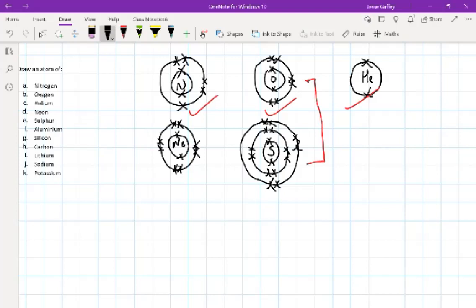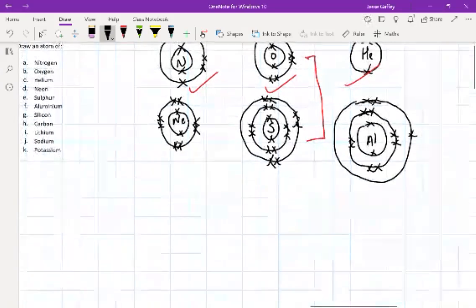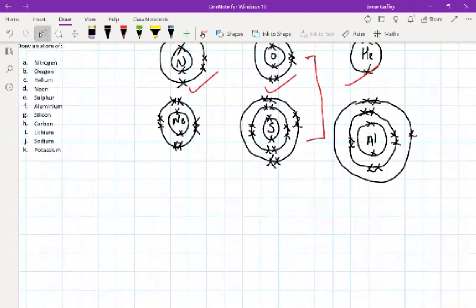Next one, aluminium, Al. Al has 2 electrons in the first shell. It's got 13 altogether, so it's got 8 electrons in the second shell. And it's got 3 left, 3 electrons in the third shell. There we go. Aluminium.